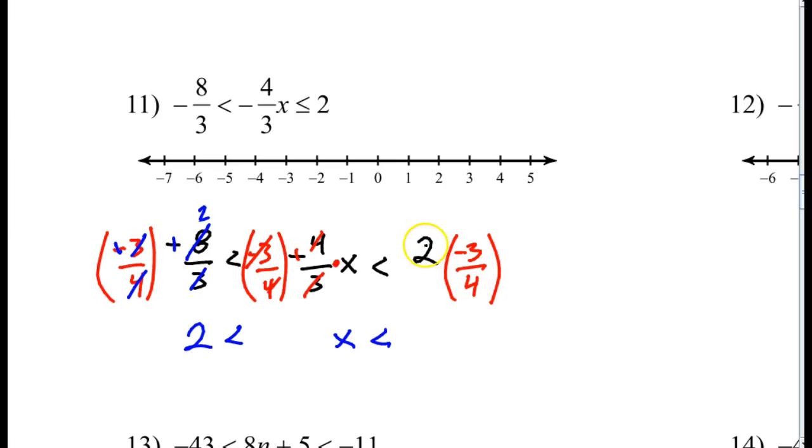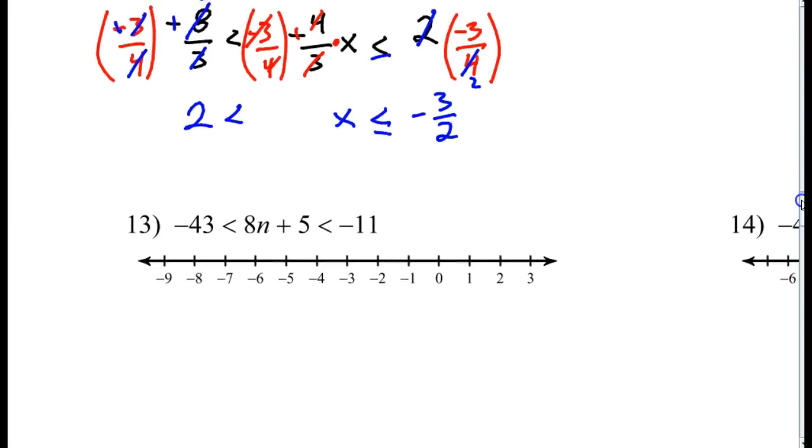Here we have, let's see here. Two goes into 4 2 times. So we have negative 3 over 2. And again, I forgot the equal to here. Okay. Keep that on there. All right. There we go. Okay. I'll leave you guys the graphing there.